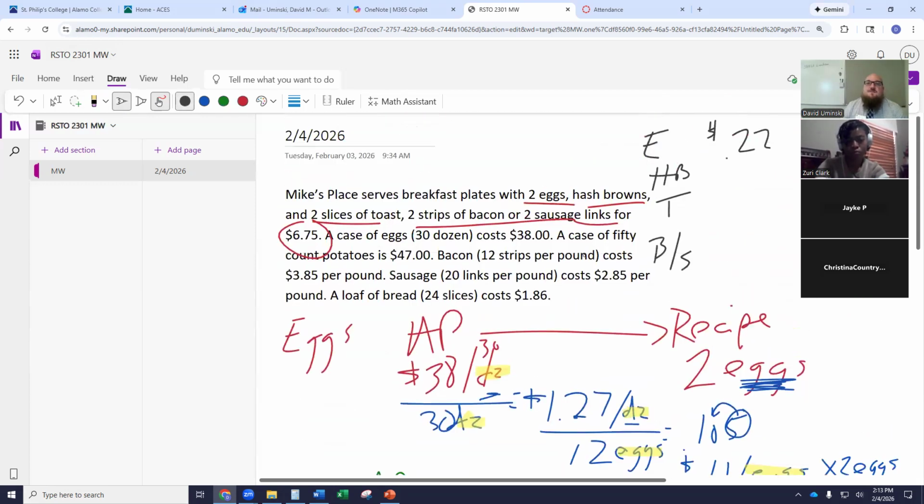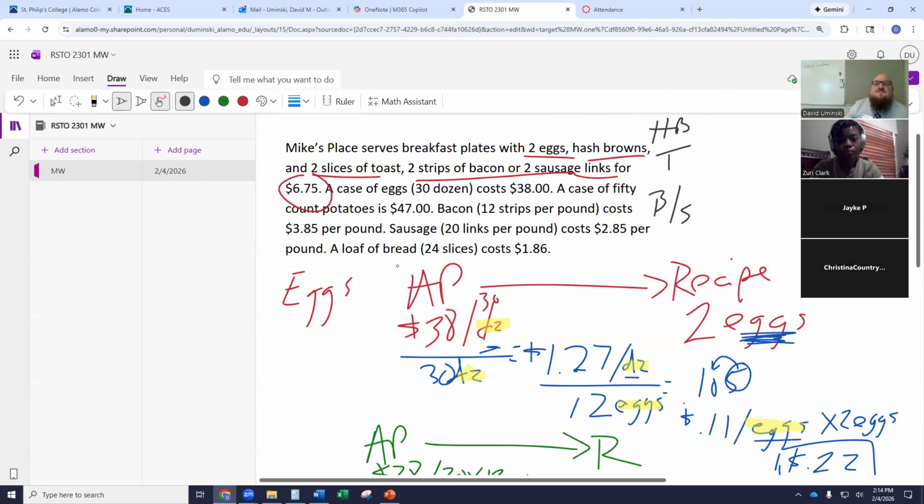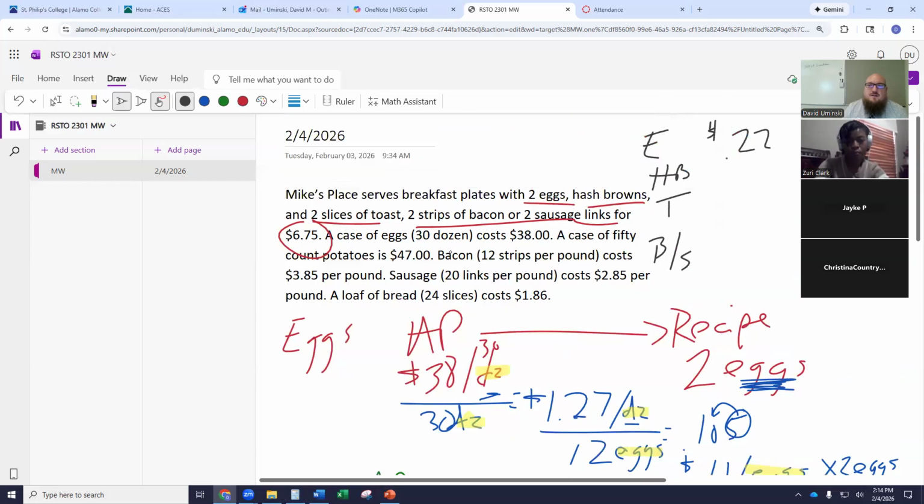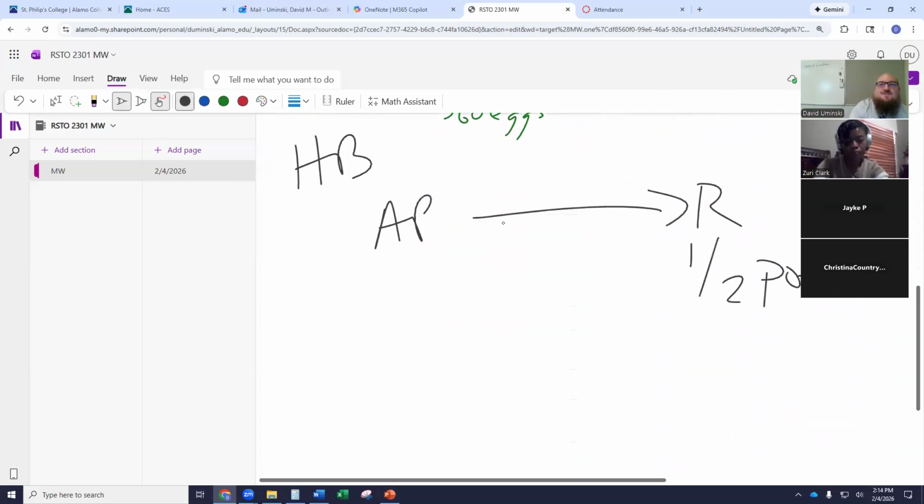So our hash browns, okay, so we got the eggs already. A case of 50 potatoes is $47. And where does it say what our hash browns are? It doesn't say what our hash browns are. Huh. Our hash browns are half of a potato. So half of a potato. I need to change that. All right, and so it is $47 for a case of 50 potatoes.